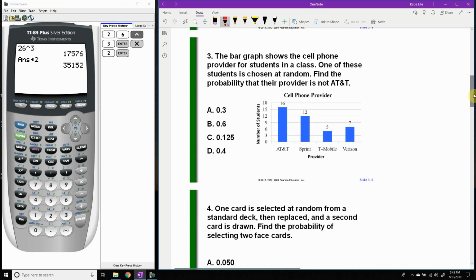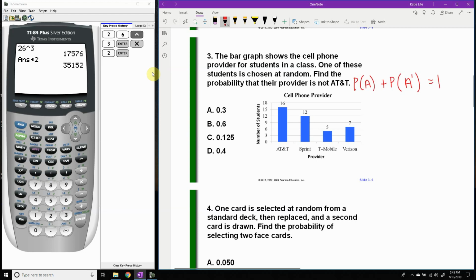Number 3. The bar graph shows the cell phone provider for students in a class. One of these students is chosen at random. Find the probability that their provider is not AT&T. Okay, well, we know that one of our probability rules is that the sum of the probabilities has to be 1. So, for instance, the probability that some event A happens plus the probability that some event A does not happen, and we denote this by a little apostrophe symbol, A prime, the sum of the probabilities has to be 1.